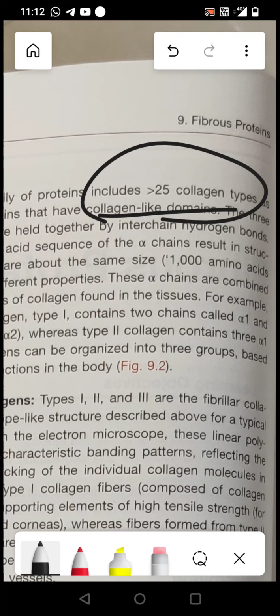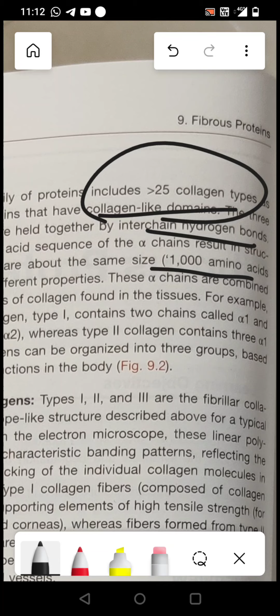The 3 polypeptide alpha chains are held together by interchain bonds, from one chain to the other. What is the bond that keeps the chains together? How many alpha chains? 3 chains. They are held together by interchain hydrogen bonds. And each alpha chain could have how many amino acids? About 1000 amino acids.